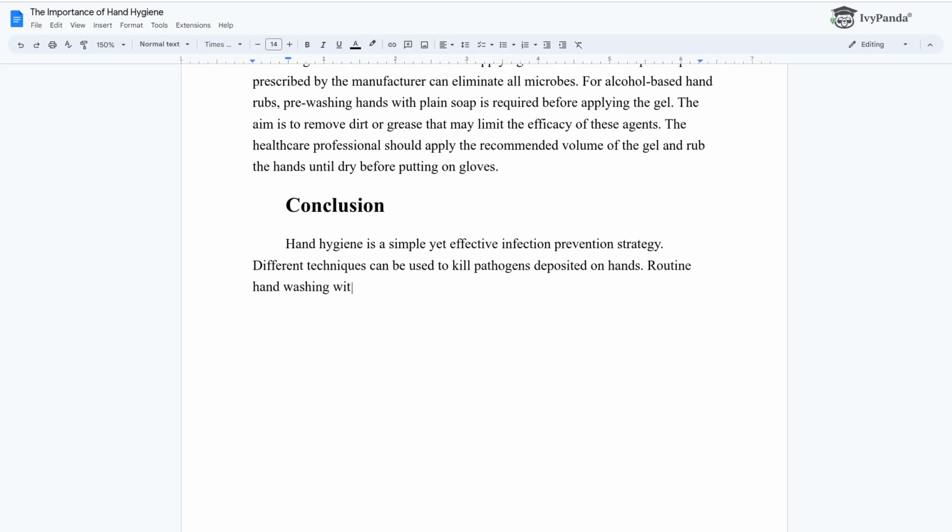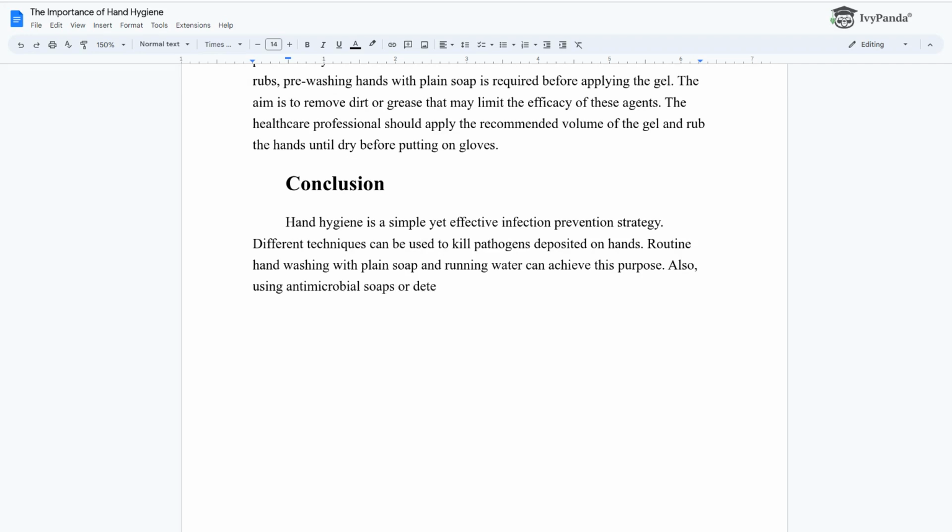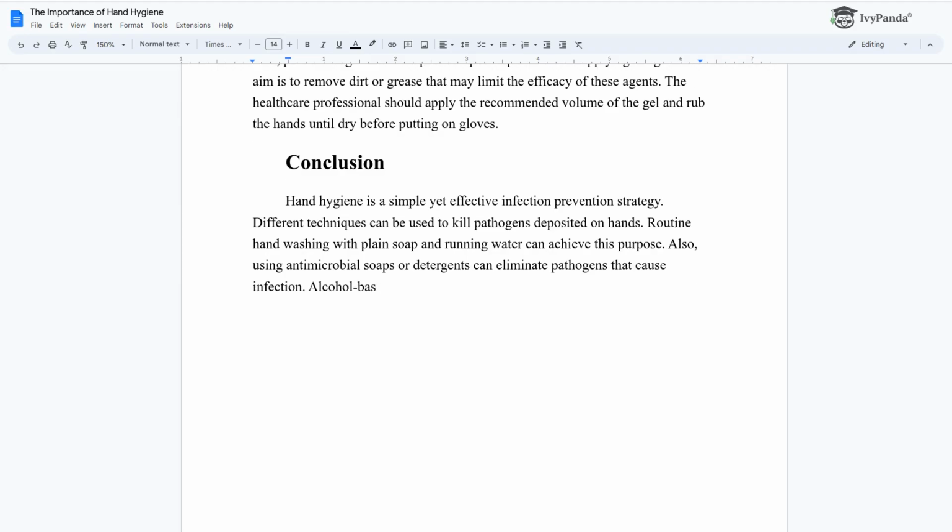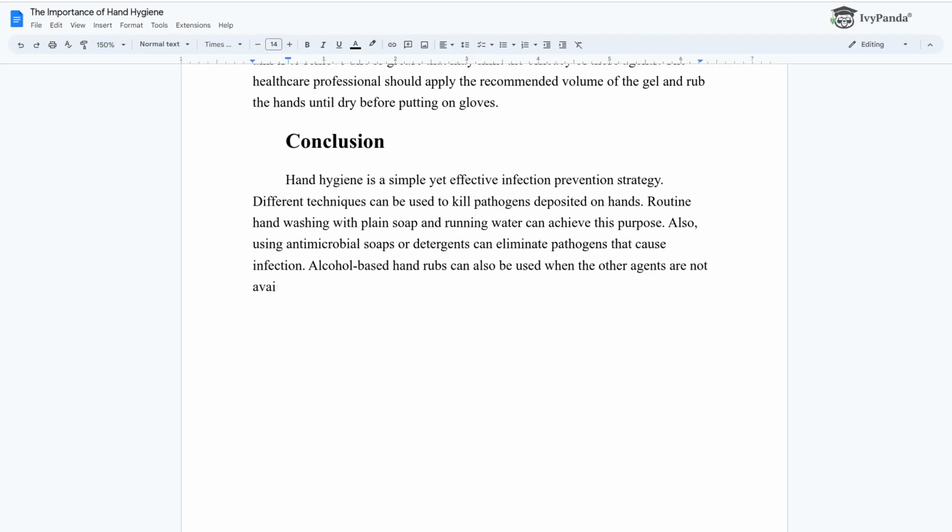Routine hand washing with plain soap and running water can achieve this purpose. Also, using antimicrobial soaps or detergents can eliminate pathogens that cause infection. Alcohol-based hand rubs can also be used when the other agents are not available.